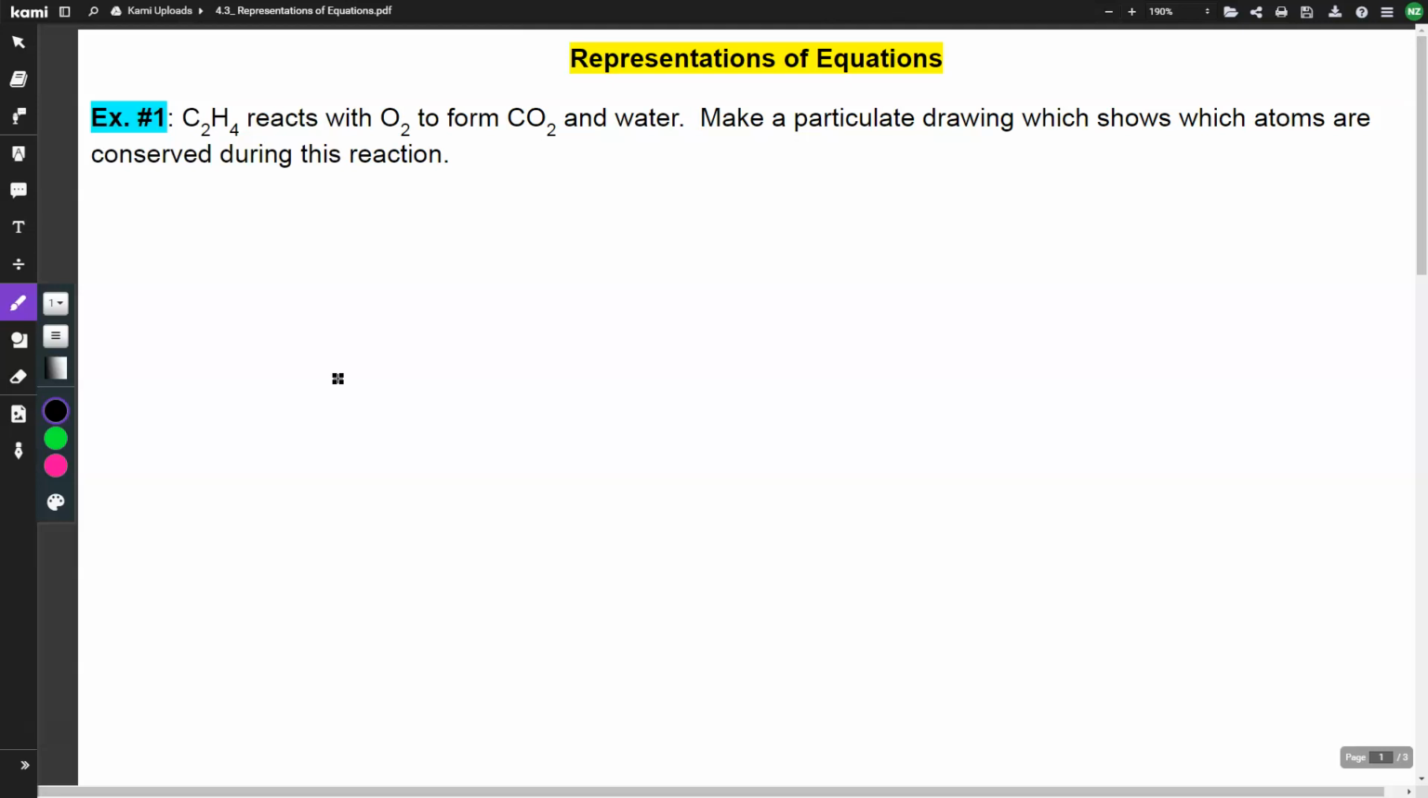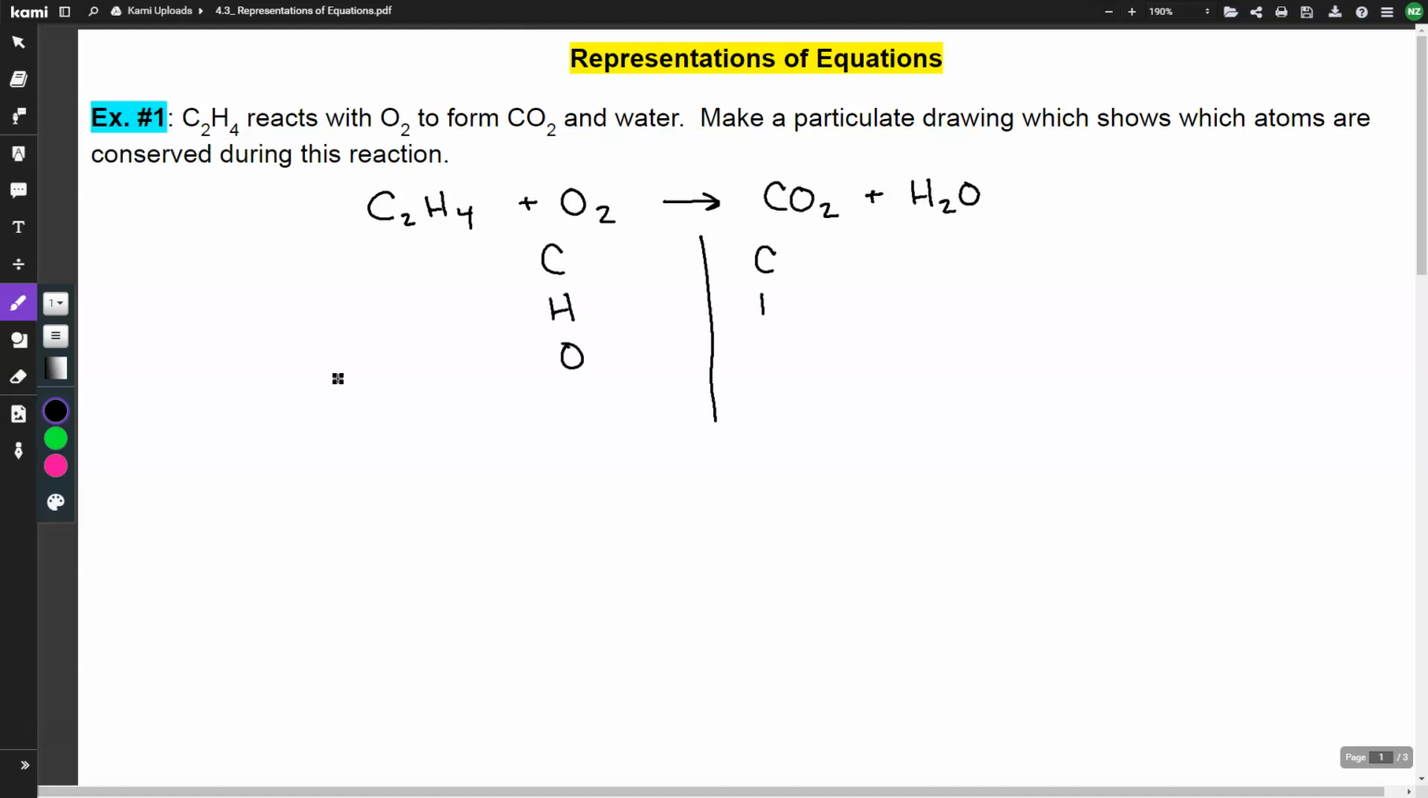So it says C2H4 reacts with oxygen, O2, to form CO2 and water. All right, let's split this in half. We have carbon, hydrogen, and oxygen. On the left side, 2 carbons, 4 hydrogens, 2 oxygens. On the right side, 1 carbon, 2 hydrogens, and be careful, we actually have 3 oxygens. Okay, there's oxygen in 2 places.